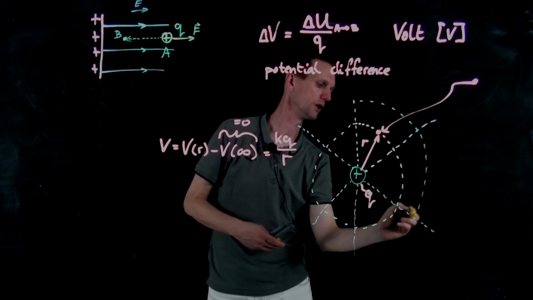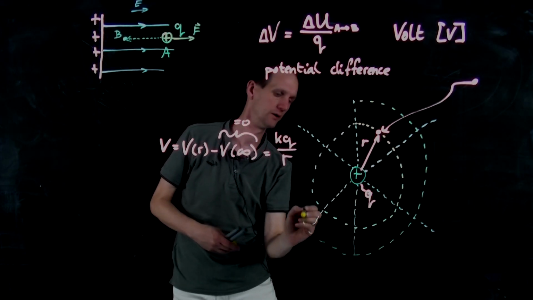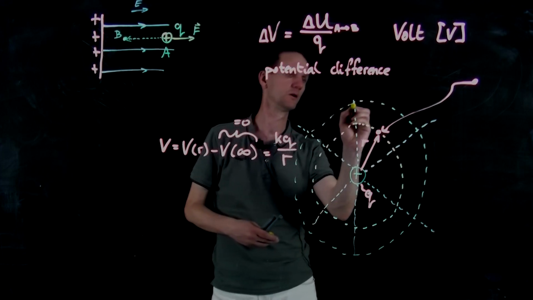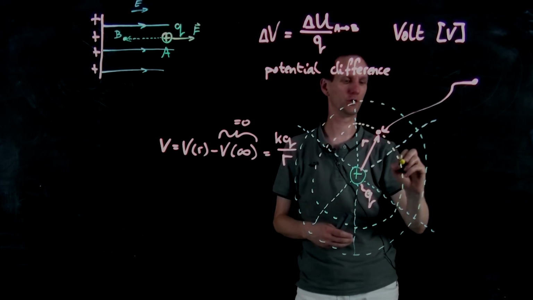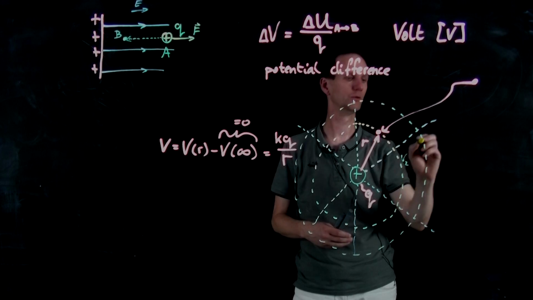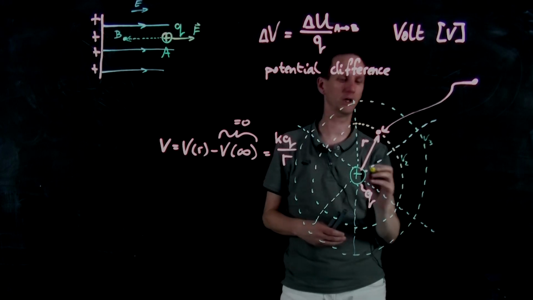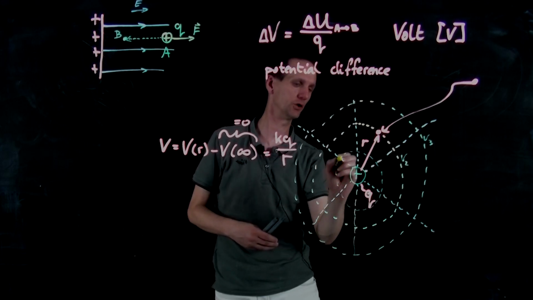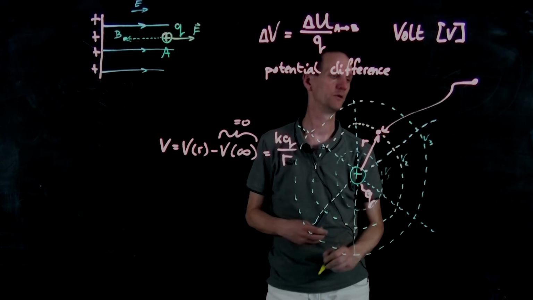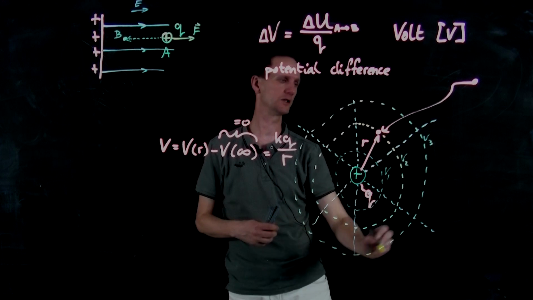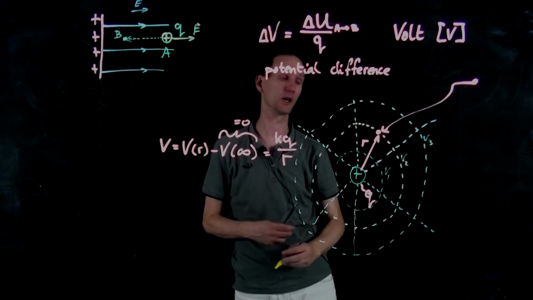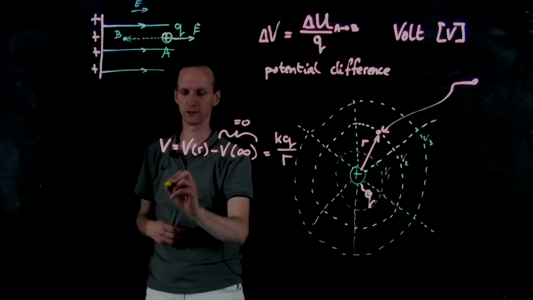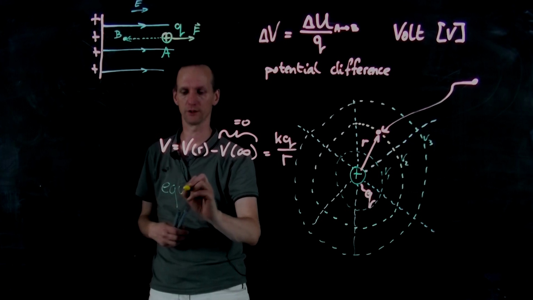So here there's another potential line. So this is a specific potential, say V2. This is a potential V3. Here we have a potential V1. And along these lines, the potential is always the same. So we call these lines equipotential lines.